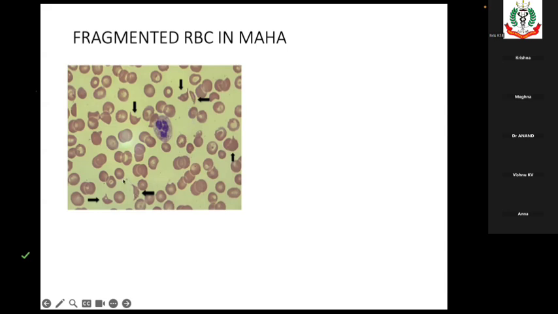That is why it is called microangiopathic. This is intravascular hemolysis. This kind of hemolysis occurs in an intravascular location, not an extravascular location. So these cells become small and fragmented, and these fragmented cells are the hallmark of a microangiopathic hemolytic anemia. So you can get a question on microangiopathic hemolytic anemia.